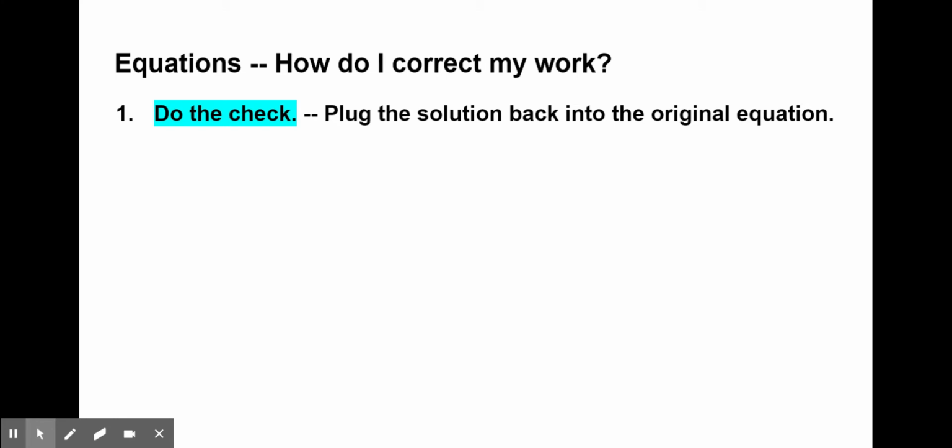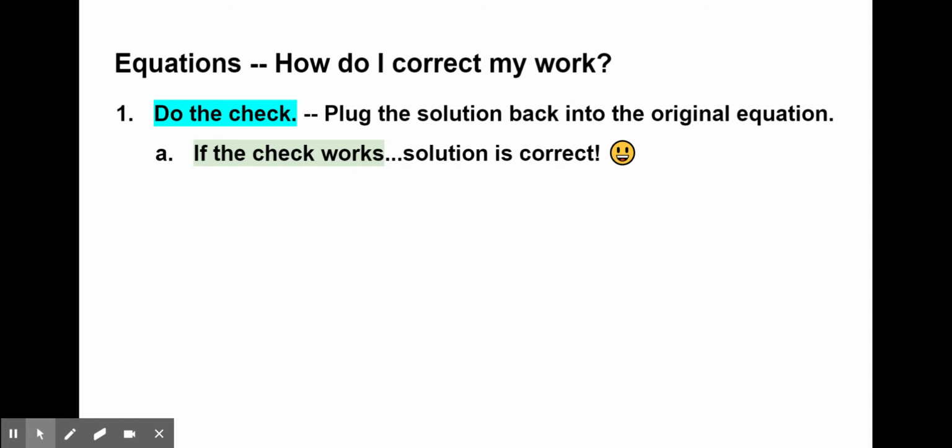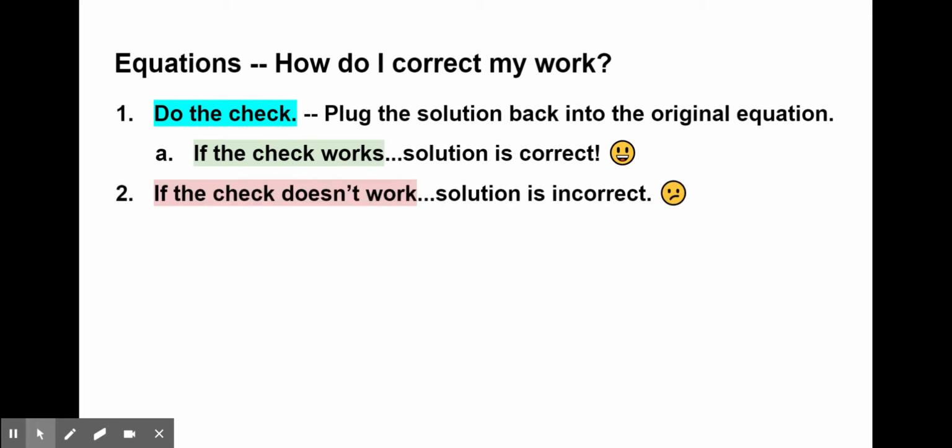We already know this. We plug the solution back into the original equation, check our answer with the original equation, solve it, and see if it works. If the check works, then our solution is correct. We get our smiley face, and we draw that check mark, and we're good to go. We can stop there. If our check doesn't work, though, that means our solution is incorrect. Now, we're good at catching this if it's incorrect.